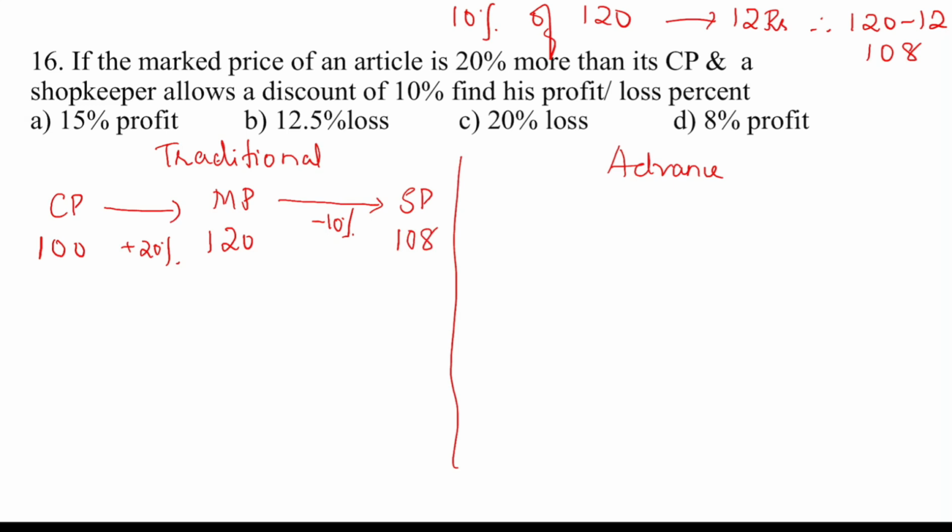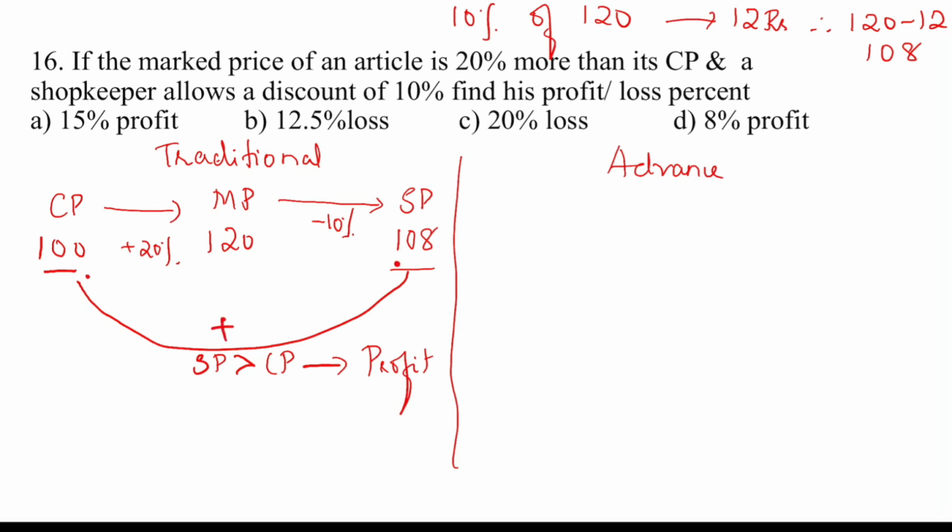We know the cost price was 100, now the selling price is 108. So the selling price is more than the cost price, which means this is profit, isn't it? If the cost price is 100 and the selling price is 108, that means 8% more. That means a profit of 8% was incurred.